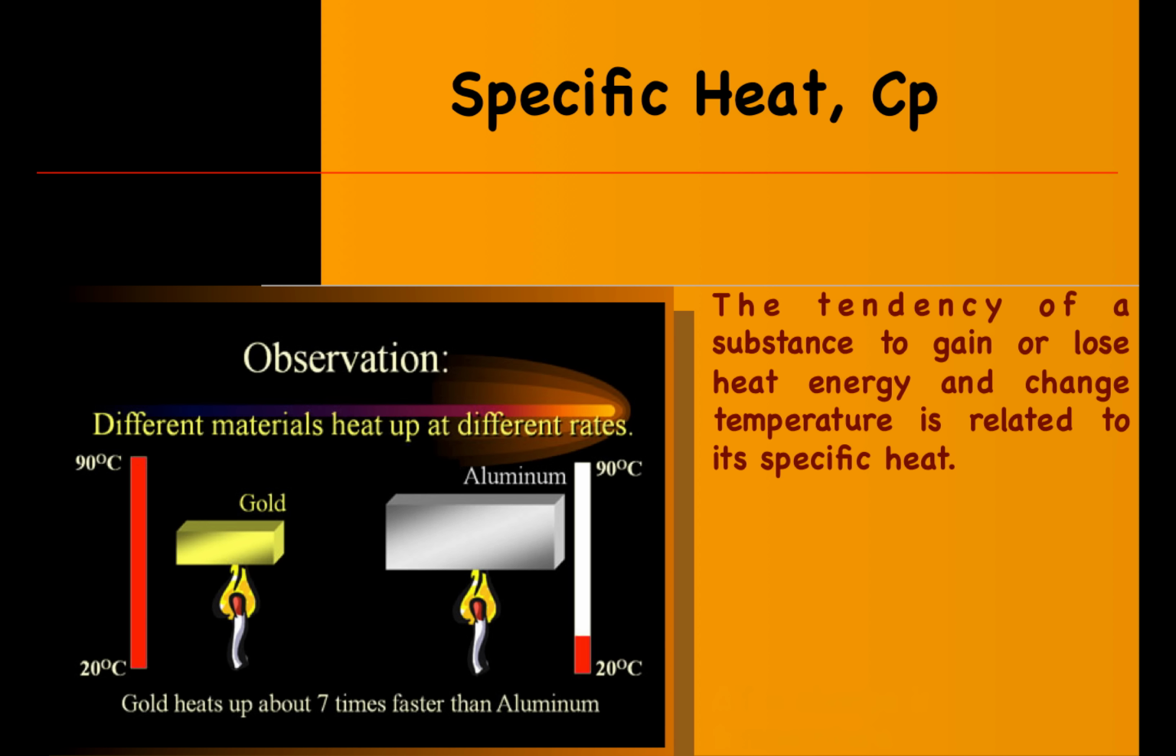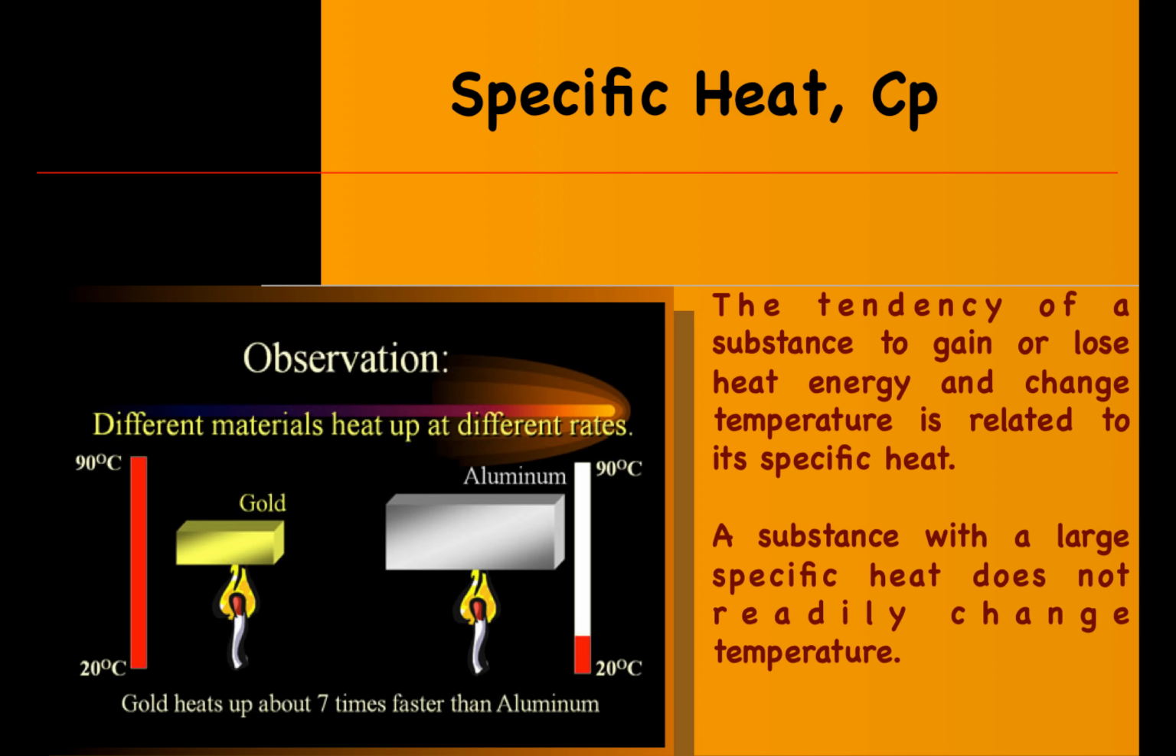Specific heat, Cp, has to do with the relationship between energy transfer and change in temperature. We know that different materials heat up at different rates. In this picture, we see that gold heats up about 7 times faster than aluminum. The tendency of a substance to gain or lose heat energy and change temperature is related to its specific heat. A substance with a large specific heat does not readily change temperature.